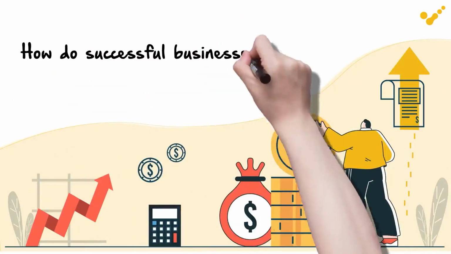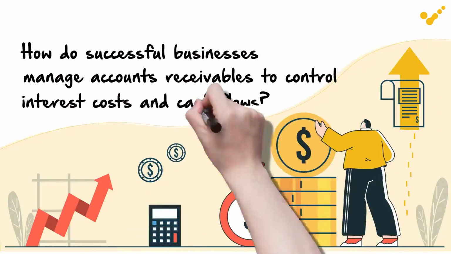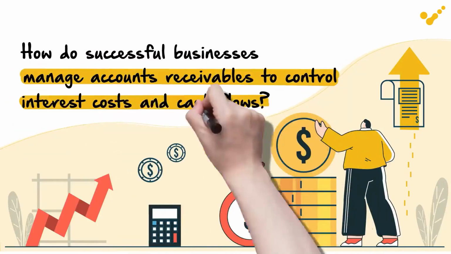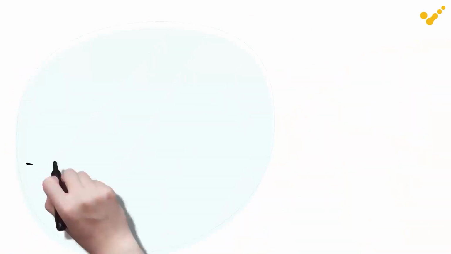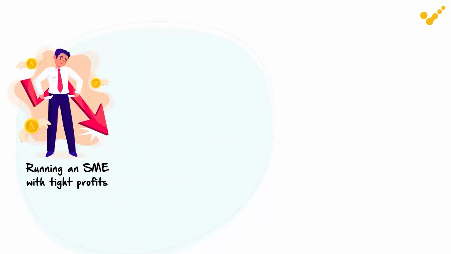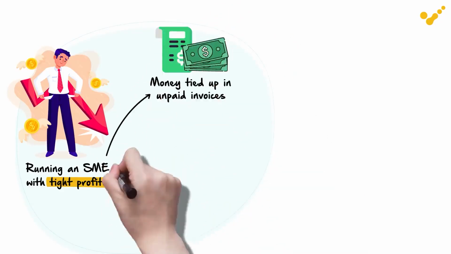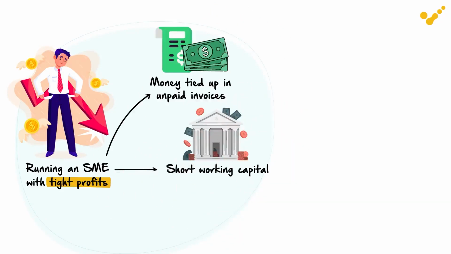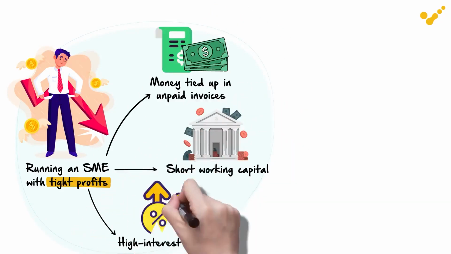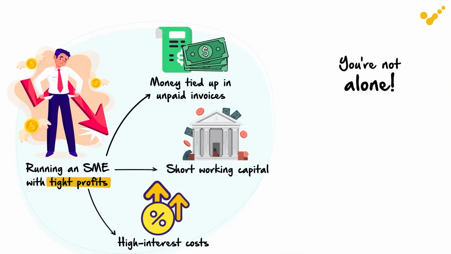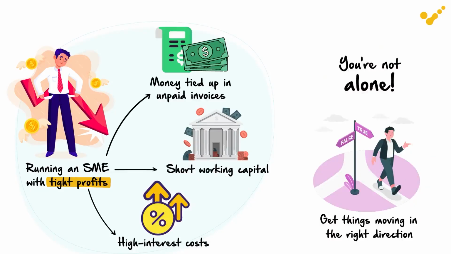How do successful businesses manage accounts receivables to control interest costs and cash flows? Running a small or medium sized business, or SME, can feel like you're always trying to stay afloat, especially when profits are tight. If you've noticed that much of your money is tied up in unpaid invoices, working capital is always short, and those high interest costs are eating into your profits, you are not alone. It's a common problem, but there's a way to get things moving in the right direction.